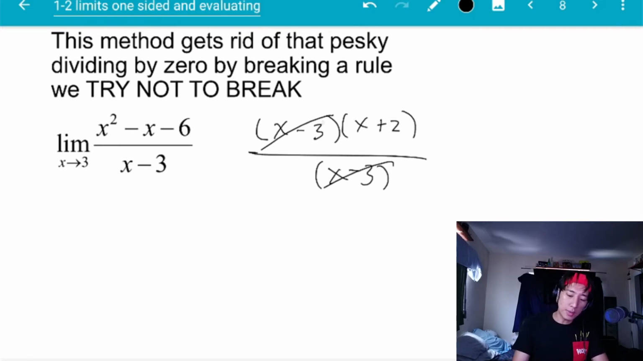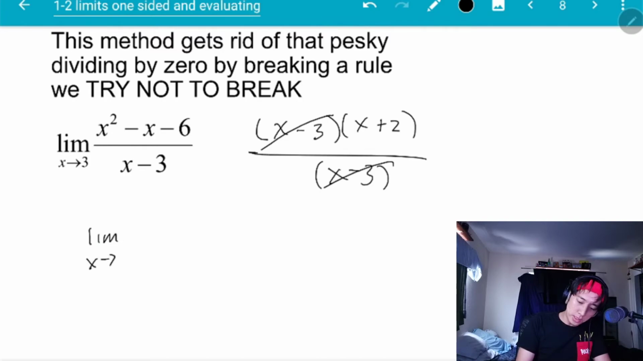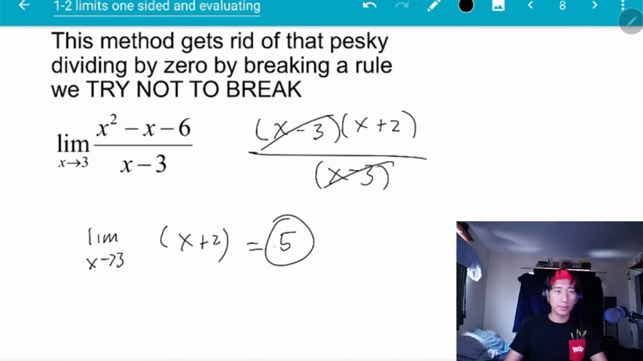But again, now that we reduced it down, we have limit as x approaches 3 of x plus 2, and then we're going to have limit as x approaches 3. This just becomes 5. So again, we simplify it out to get rid of our dividing by 0, and then after that we just plug and chug, and then we see what we get, which is again kind of coming back to what Matthew's original question was.